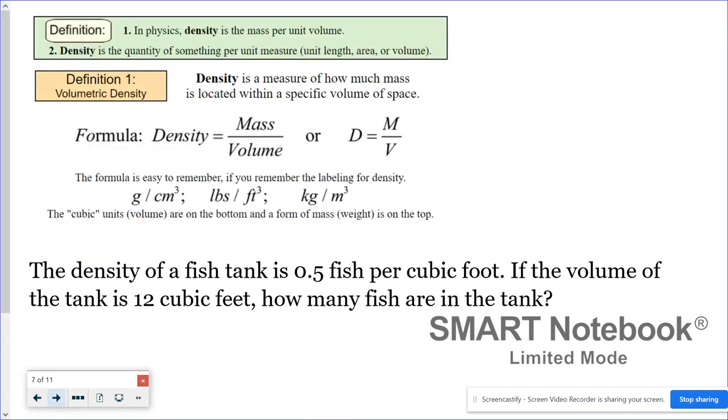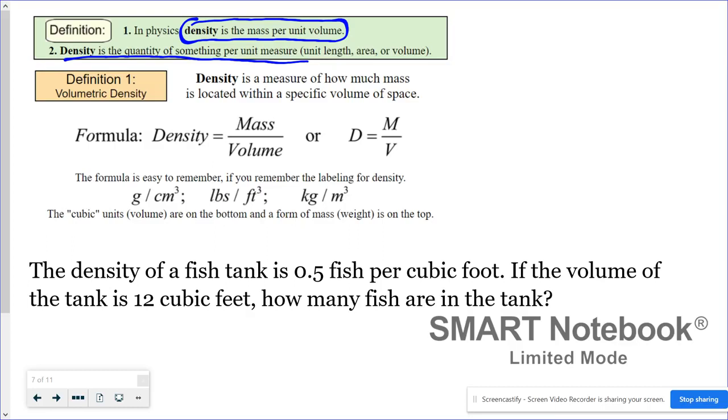Okay. Now, density. There are a couple of forms of density. In physics, density is the mass per unit of volume. And then in general, density is the quantity of something per unit measure. So we'll take a look at some examples of what these various forms of density are describing.